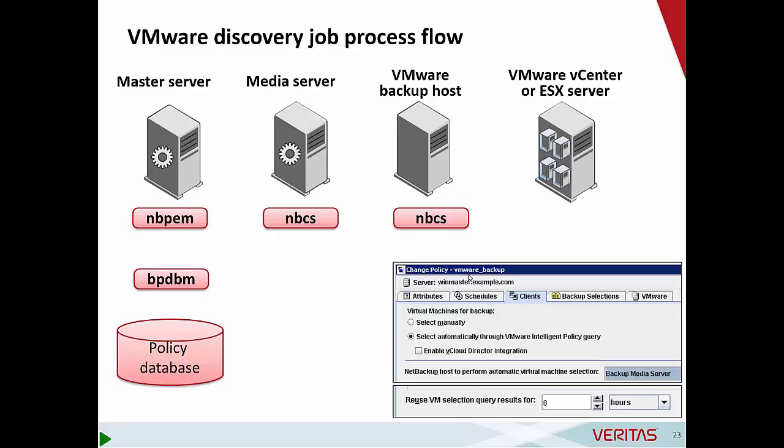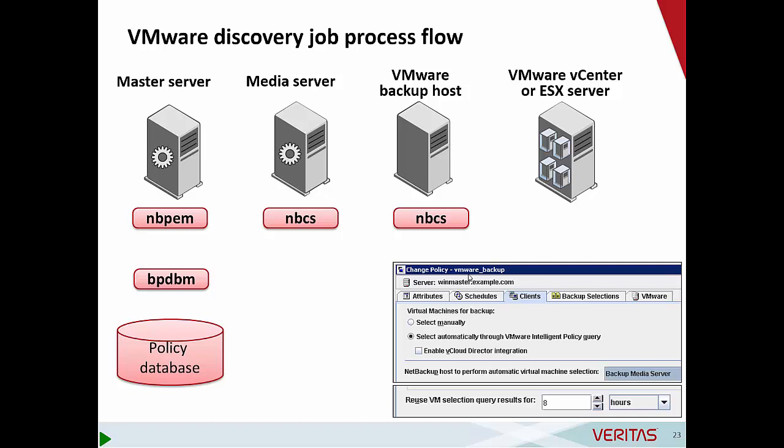Here's an example of the process flow for a VMware discovery job. This is done when I'm using VMware Intelligent Policies, or VIP, with NetBackup. It means that the VMware policy has a query to discover clients dynamically at backup time rather than having a static list of clients. This is really the preferred way for protecting VMware.